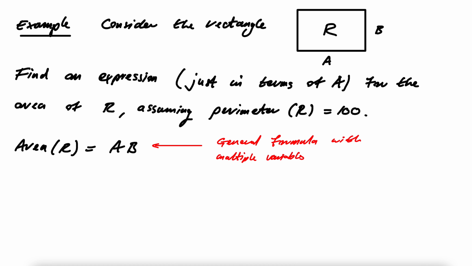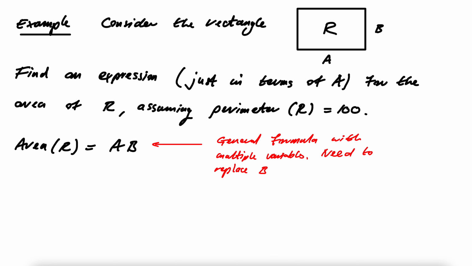So, what do I need to do here? Well, really what I need to do is take that B. So I've already got an A in my expression, don't I? That's there. It's the B that is the problem. So what I need to do is to replace B with an expression involving just A. So we need to replace B with some expression in A.